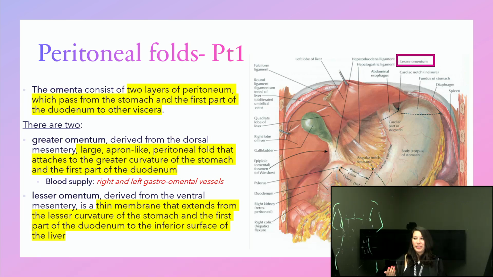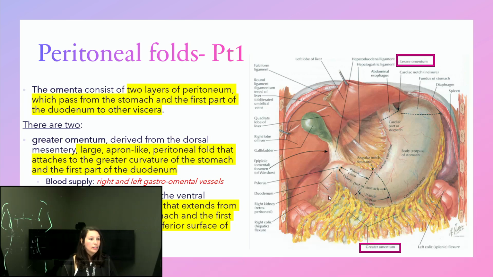Greater omentum is typically the one that they usually call the apron. It kind of looks like a fatty skirt protecting the organs in that area. So this one is derived from the dorsal mesentery. It's a very large peritoneal fold that attaches to the greater curvature of the stomach. If I move myself to the side, you can see it right here. It's coming from the greater curvature of the stomach and the first part of the duodenum as well. The blood supply for this area is going to be the right and left gastro-omental vessels.